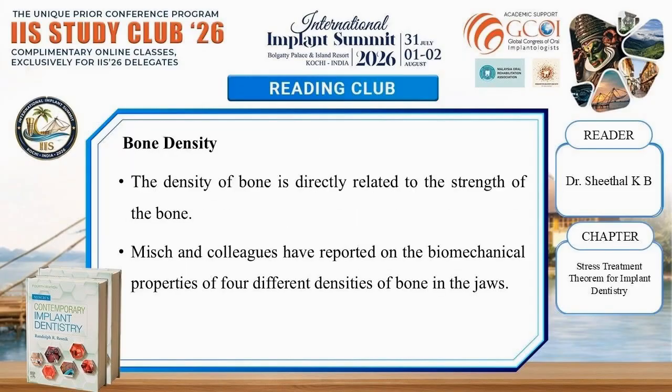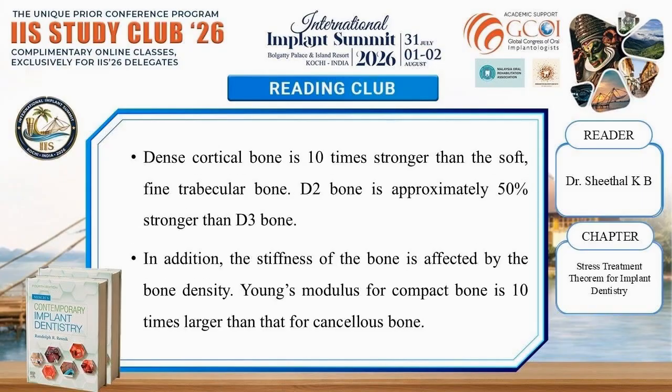Moving on to bone density, the density of the bone is directly related to the strength of the bone. Misch and colleagues have reported on the biomechanical properties of 4 different densities of the bone in the jaws. Dense cortical bone is 10 times stronger than the soft, fine trabecular bone. D2 bone is approximately 50% stronger than D3 bone.